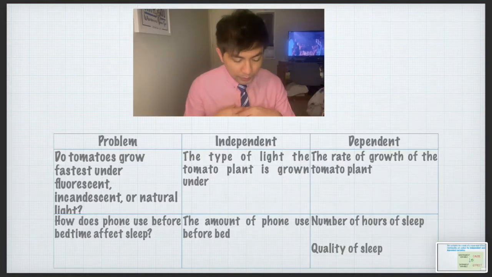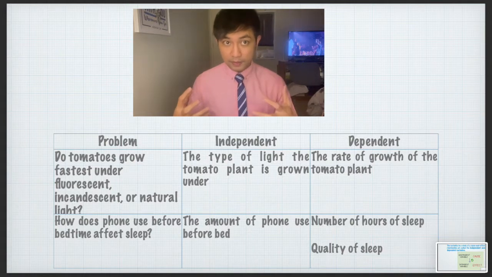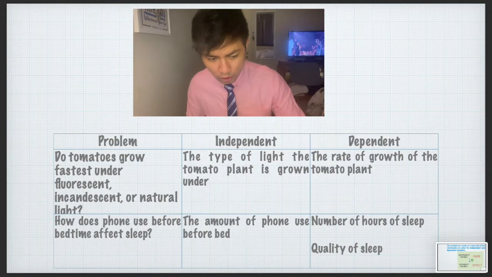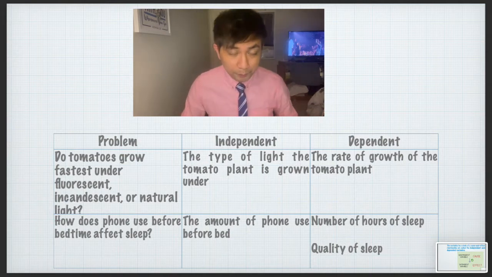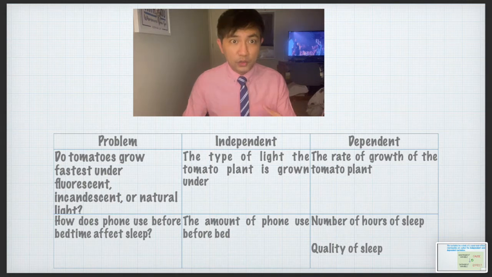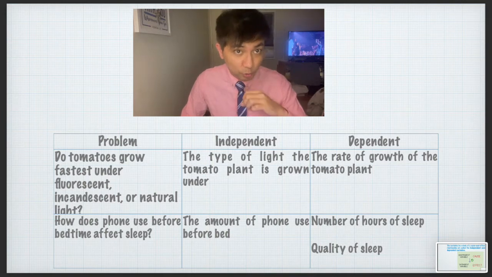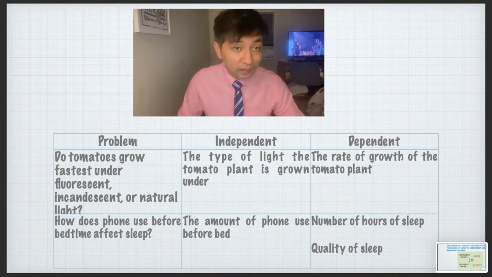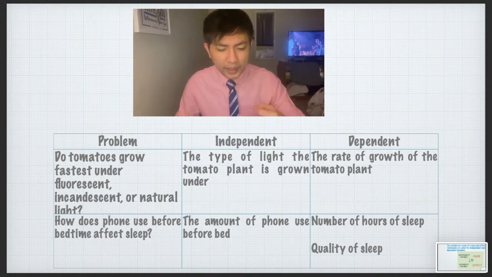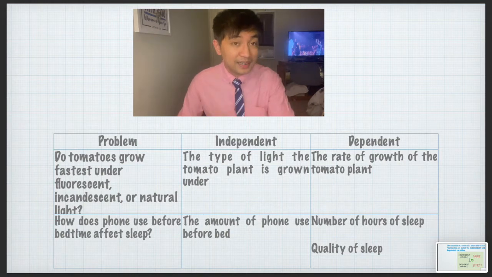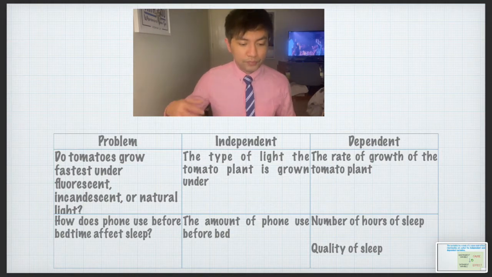So I have: do tomatoes grow faster under fluorescent, incandescent, or natural light? Now, what's the independent variable there? What is the cause of the growth of the tomato? It will be the light. And with that light, you can manipulate it. You have incandescent, natural, and fluorescent. So independent variables are things you can manipulate. These are the treatments that we put in the experiment. Whereas, what are we measuring here? What is the effect that we're measuring? It's the rate of growth of the tomato plant. So that is our dependent variable. I have another example.